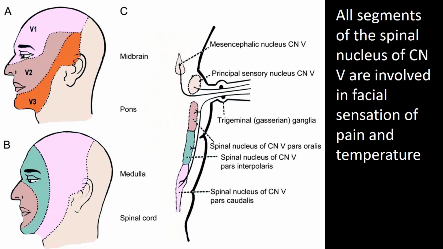This is the internal architecture of the spinal nucleus of cranial nerve 5 we have so far explained. Notice the color of the pars oralis corresponding with the central area of the face, the pars interpolaris corresponding to the middle region of the face, and the pars caudalis corresponding to the most lateral area of the face. Hence, in this version, all the spinal nucleus of cranial nerve 5 is involved in sensing pain and temperature.